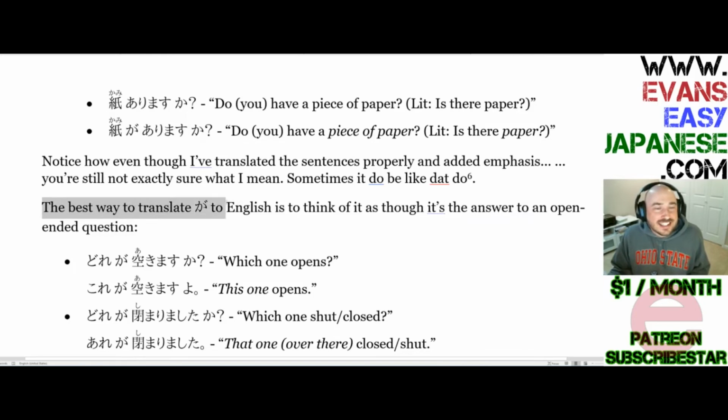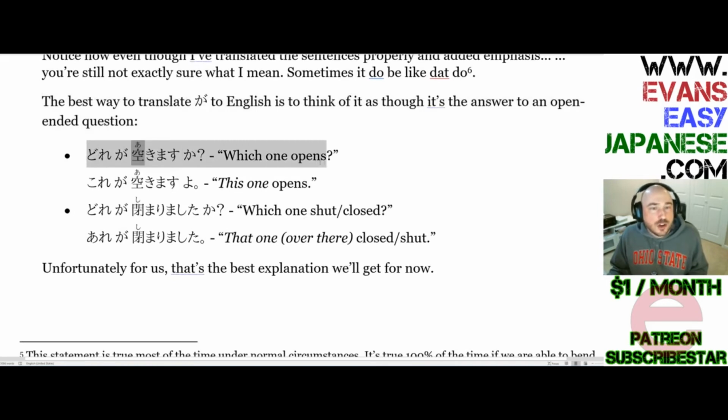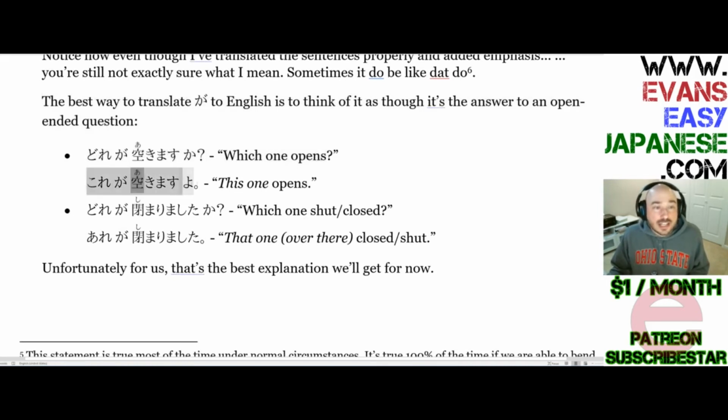The best way to translate ga to English is to think of it as though it's the answer to an open-ended question, just like I've been saying. Dore ga akimasu ka? Which one opens? Kore ga akimasu yo. This one opens. Now notice how this question, which one opens, is not asking if it opens or closes.